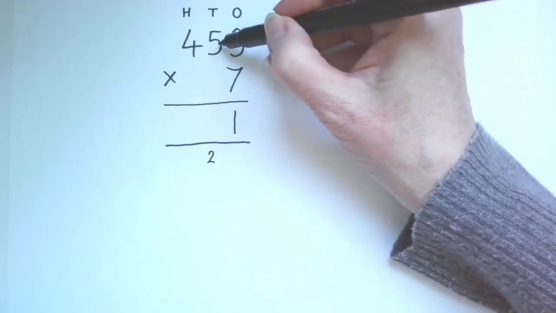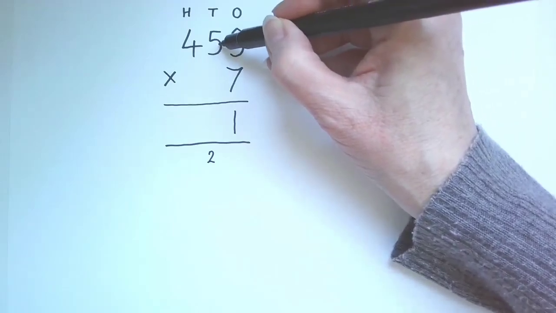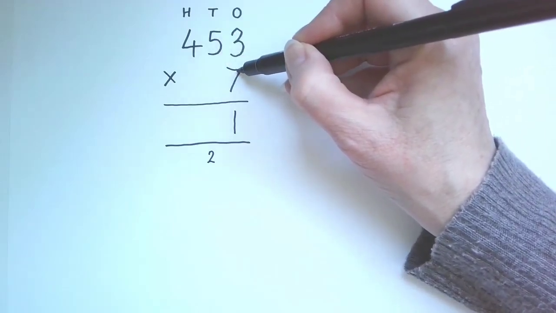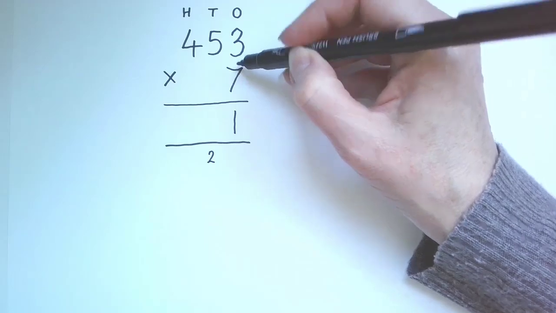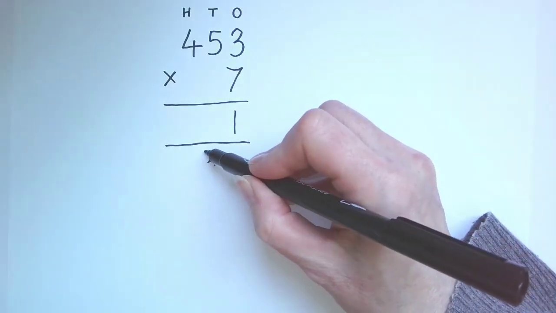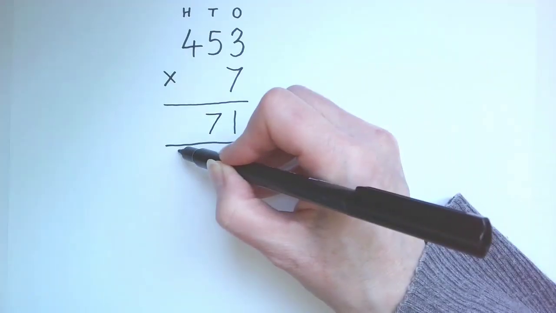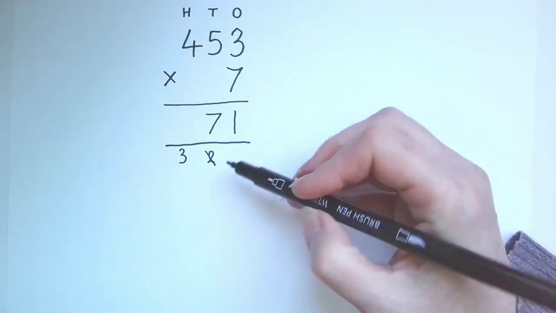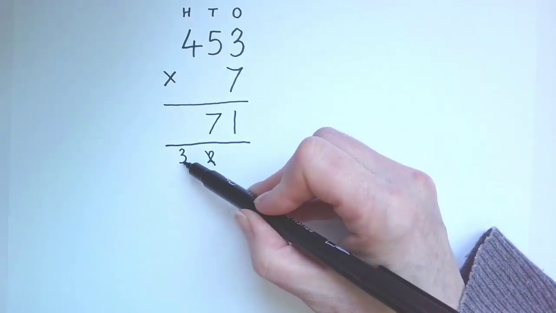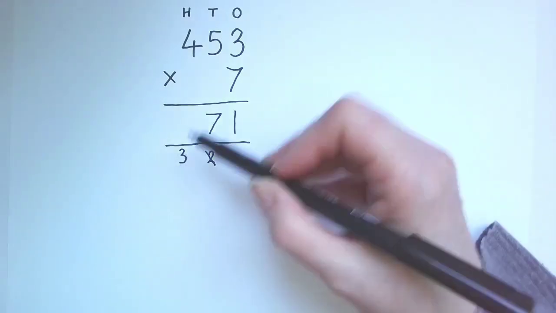And now I move to my tens. I've got 5 tens. So 5 multiplied by 7 would be 35. But I've got 2 more to add on to that. So 37, I would have 37 tens altogether. And so the 3 now goes into my hundreds column.